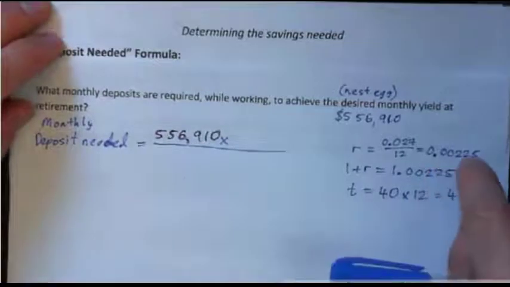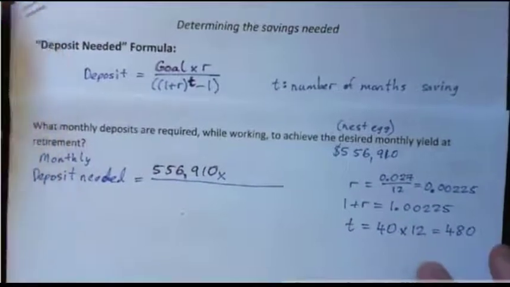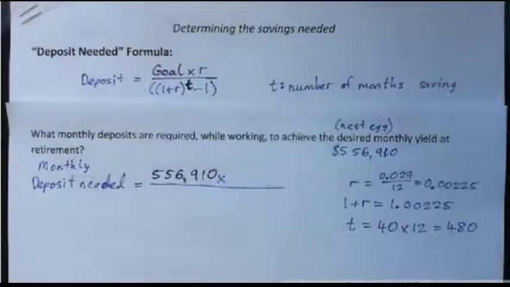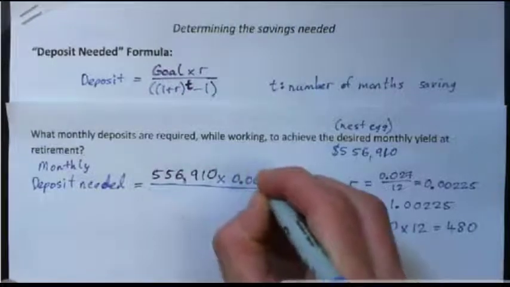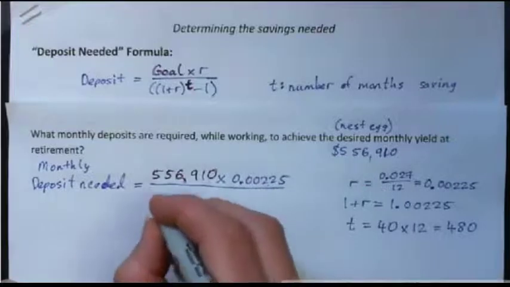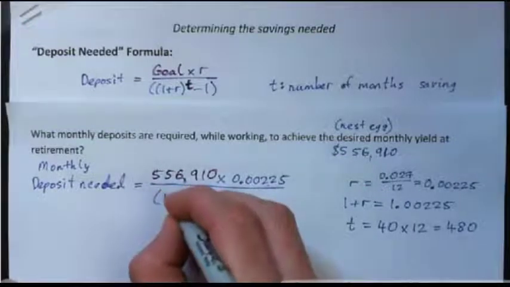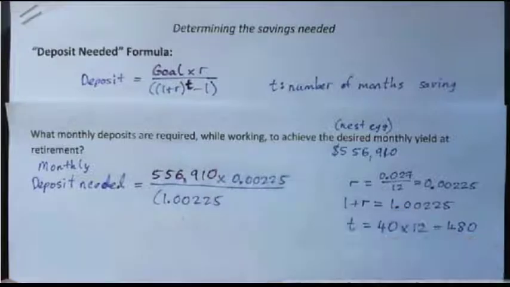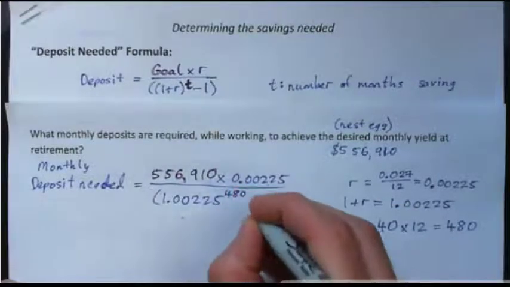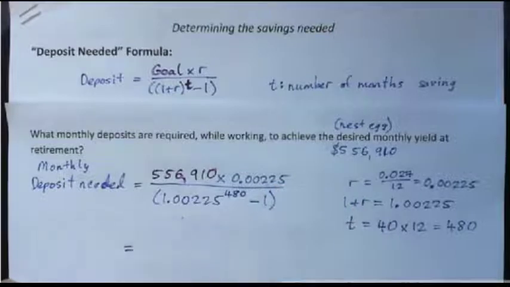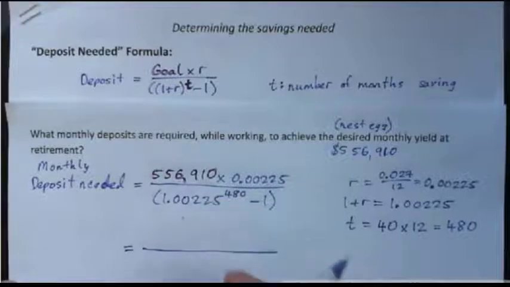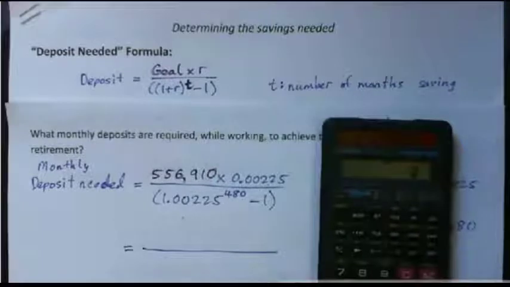Okay? So we have R, we have 1 plus R, we have T. Please use this formula and get the answer. Okay, so I hope you've written out the formula anyway, and you should have got 0.00225, and on the bottom, parenthesis, 1.00225 to the power of 480, then subtract 1. Okay, so that's what you should have for this. Now press pause and calculate the top and the bottom and see what you get. Okay, I hope you pressed pause and tried it. I'm going to do it now.